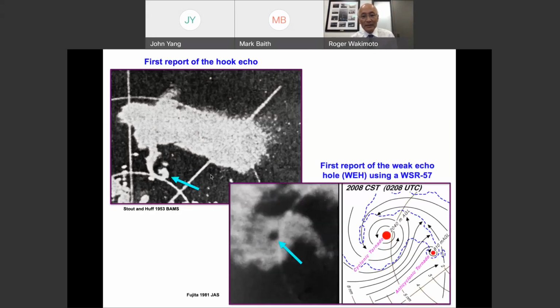I would argue that we didn't learn much more about hook echoes till 1981. Ted Fujita published this article where this is an enormous blowup, or an enlargement, of a hook echo. And he noted with the blue arrow this little hole, this weak echo hole, weak echo eye in the middle of the hook. If you look at the schematic on the right, it's actually showing you where the tornado is located. So you might ask, why should there be a weak echo eye where the tornado is?